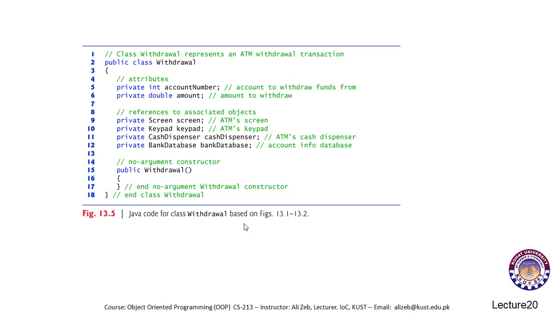So this class will need to have a reference to the ATM screen, the keypad of the ATM, and the cash dispenser, since when we are withdrawing cash from the ATM machine, we need access to the cash dispenser of the ATM machine. And then of course it will have a reference to the bank database.